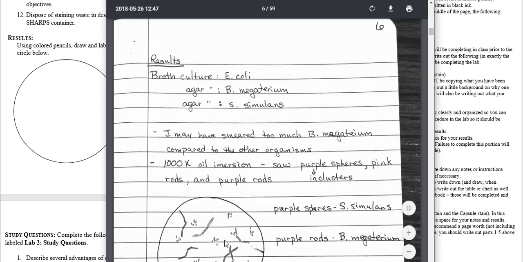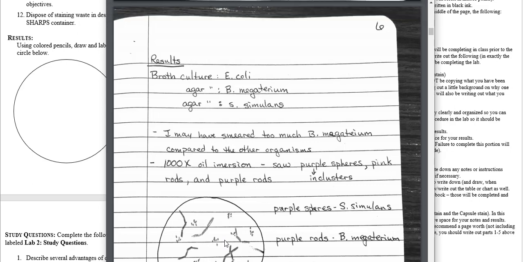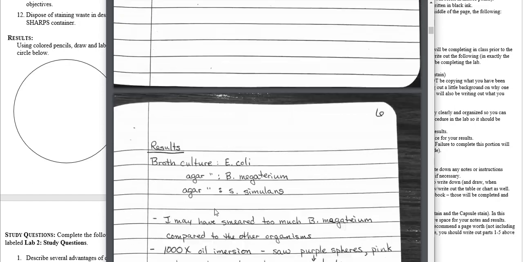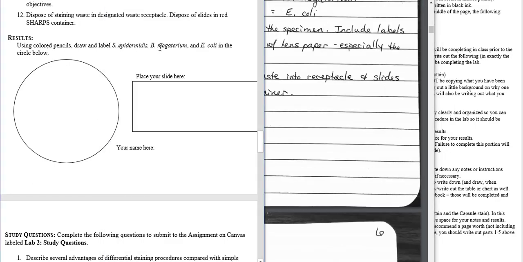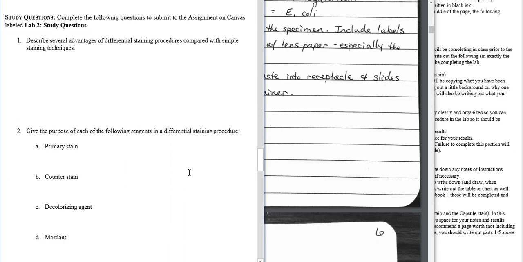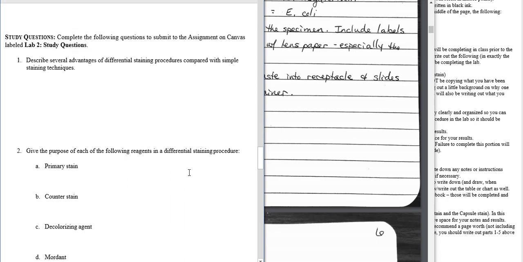I took a black and white image. You need to make sure that you take color images because you're using colored pencils on purpose so that I can see the difference between your gram negative and gram positive. This is because I took this black and white image. So here, she turned it in and it was in color, and then she was able to label the correct things. Label epidermidis, megatherium, and E. coli.